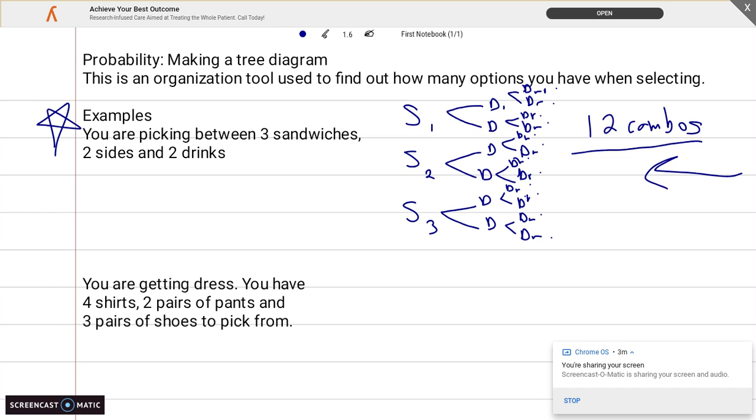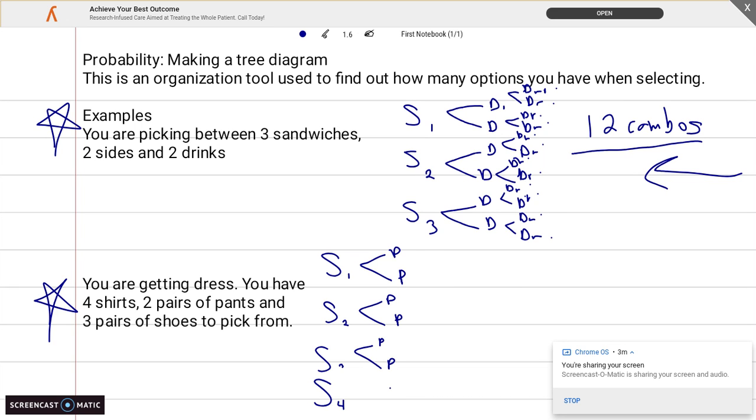Let's look at our second example, which is you getting dressed. You have four shirts, so shirt one, two, three, and four. Now you have two pairs of pants, so I'm going to create two branches. I'm going to put those as P's.